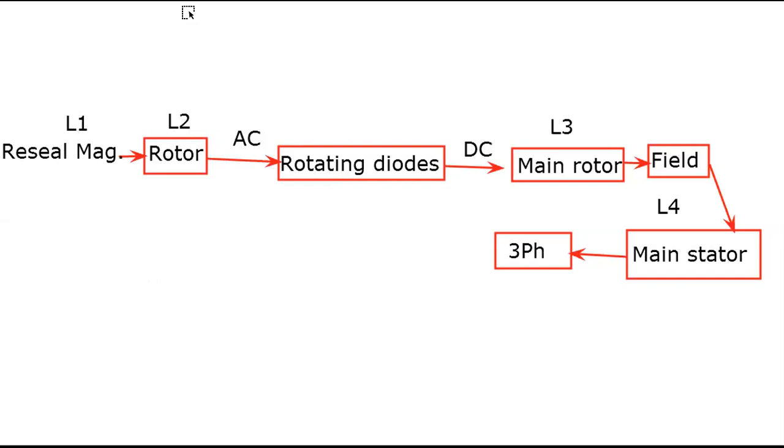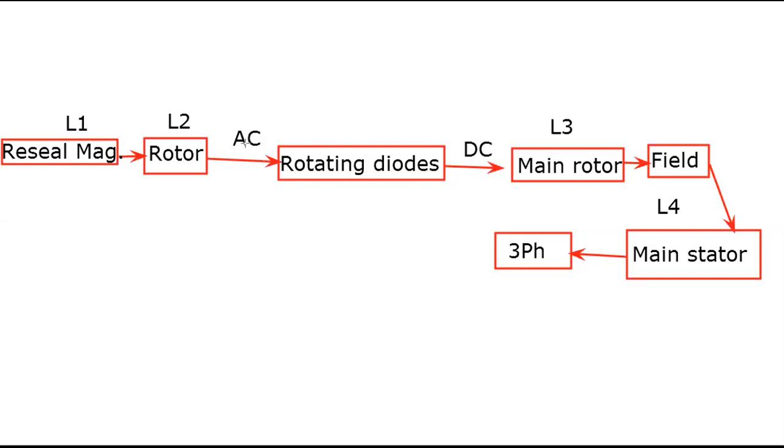At L1 we have some residual magnetism. When the rotor L2 rotates across this residual, it produces three-phase AC.